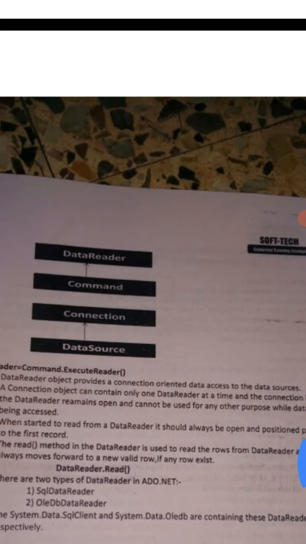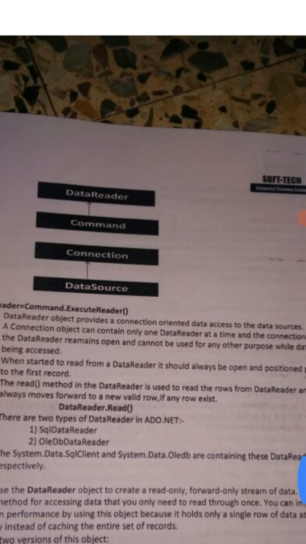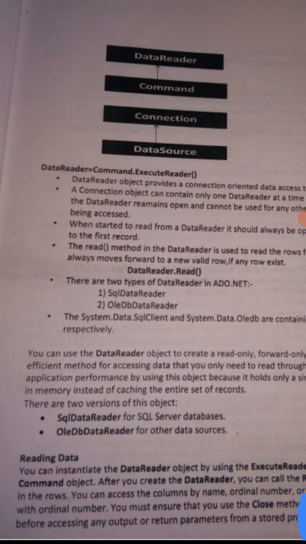Then see the next, reading data. You can instantiate the data reader object by using the execute reader method of the command object. After you create the data reader, you can call the read method to obtain data in the rows. You can access the columns by name, ordinal number or native type. In conjunction with ordinal number, you must ensure that you use the close method of the data reader object before accessing any output or return parameters from the stored procedure.